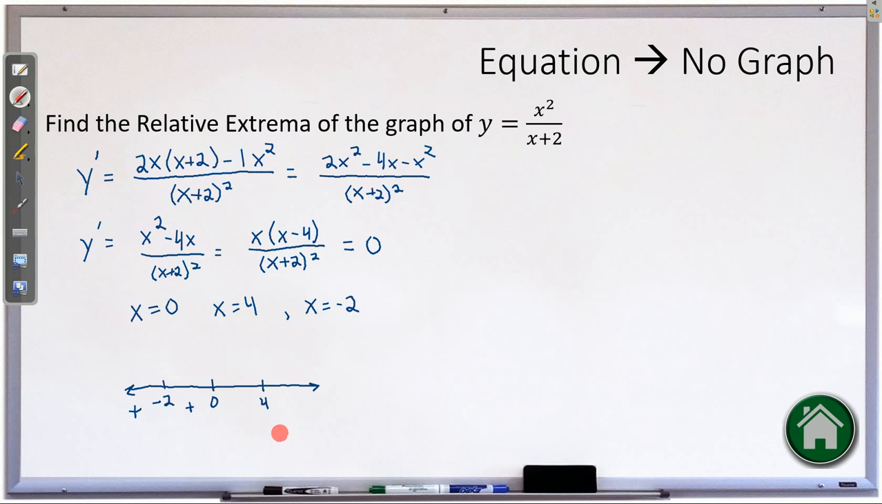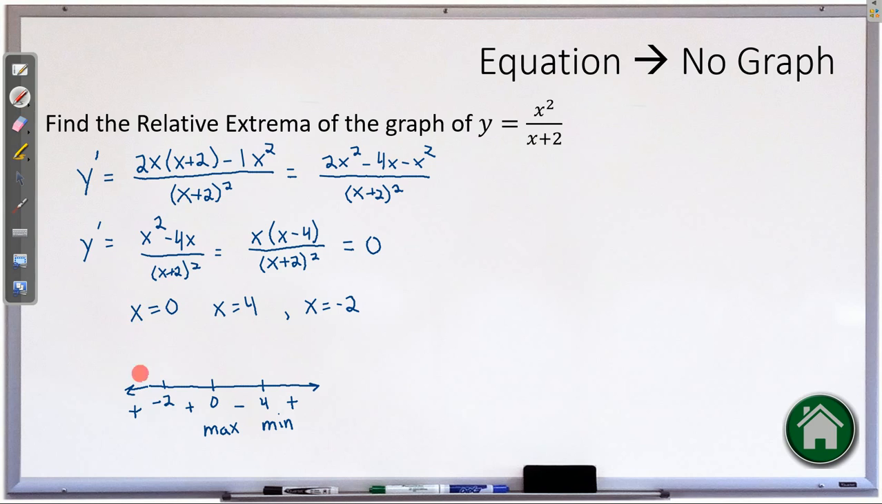On the other side of 0, we're going to do a number like 1. That will be a positive times a negative, which is negative. And on the other side of 4, like a 6, we are going to have positive, positive, so positive. So as we look at this, 0 looks like that will be a max. 4 will be a min. And so that's how we can do that without a graph.